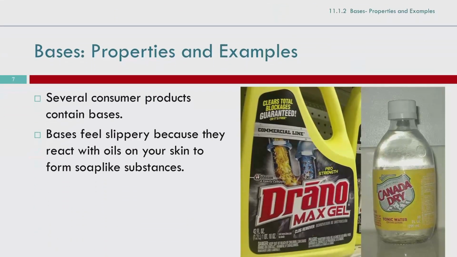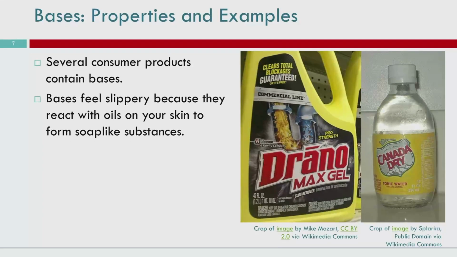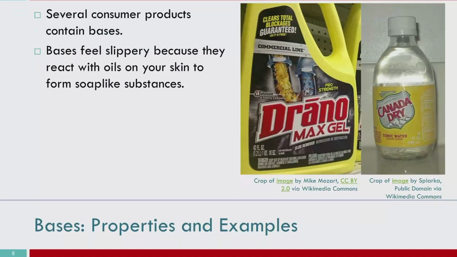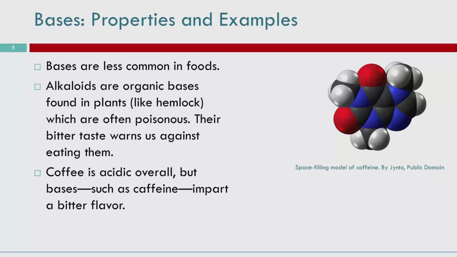There are several consumer products that contain bases. Things like Drano that you maybe have used to try to clear out the pipes in your house. And things like tonic water that has quinine in it. Bases feel slippery because they react with oils on your skin to form soap-like substances. So when you get base on your hands and it makes soap from your hands, that's hand soap. Gross, but cool. Bases have historically been used, and I think are still used, for the production of soap. Just usually not involving hands until the final product.